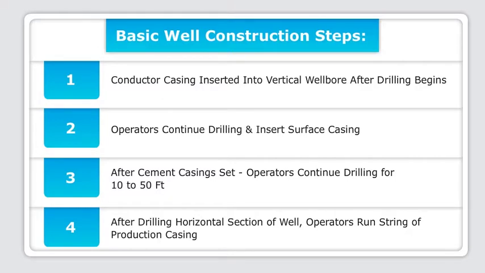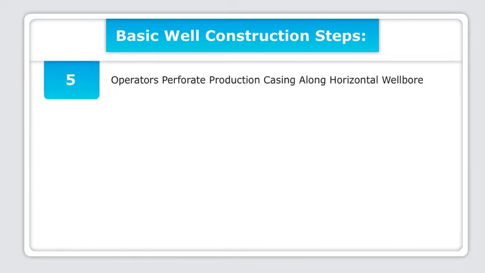4. In horizontal wells, after drilling the horizontal section of the well, operators run a string of production casing into the well and cement it in place. 5. Operators then perforate the production casing using small explosive charges at intervals along the horizontal well bore, where they intend to hydraulically fracture the shale.